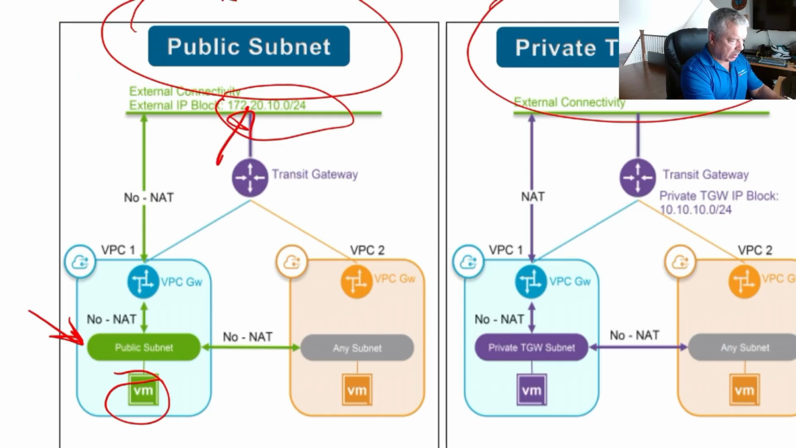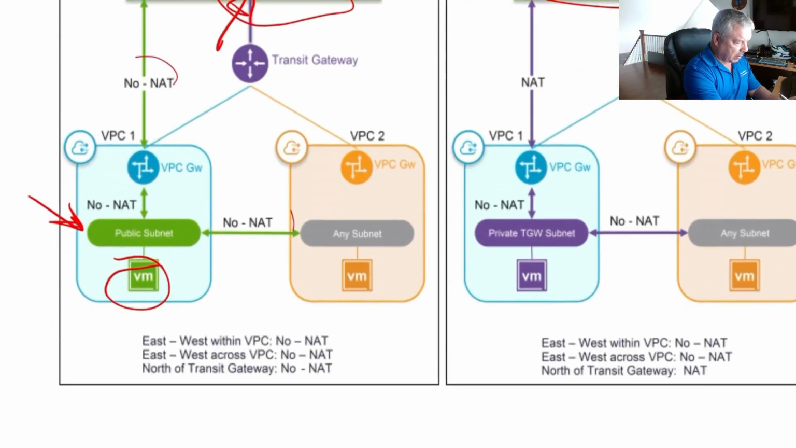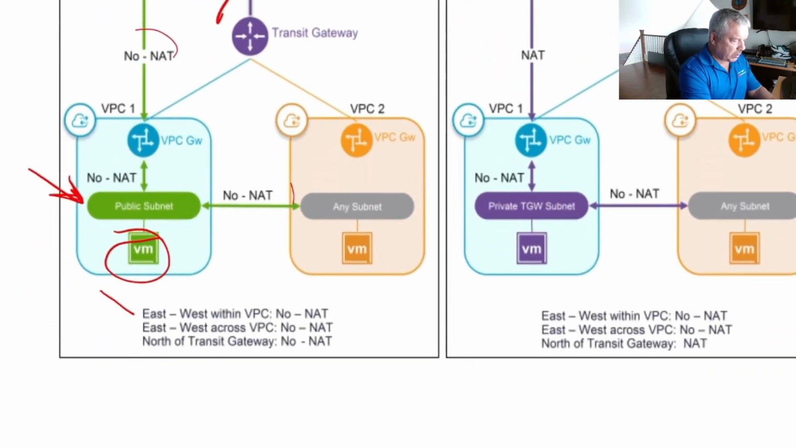So now here they talk about no NAT, no NAT, no NAT. When I look here in my little picture, it says east-west communication within the VPC. We're not doing any network address translation. So within the VPC itself, if there's other subnets I wanted to talk to, again, we're not doing any network address translation. East-west from VPC to VPC, again, there's no network address translation.